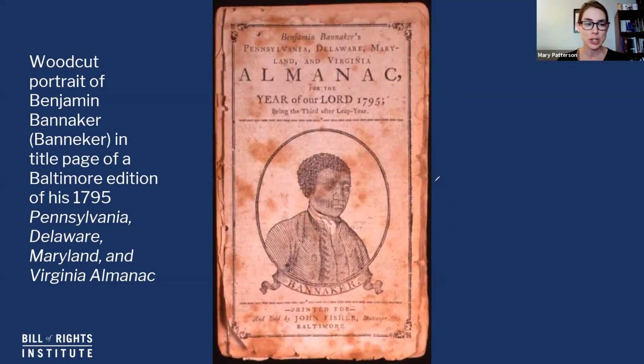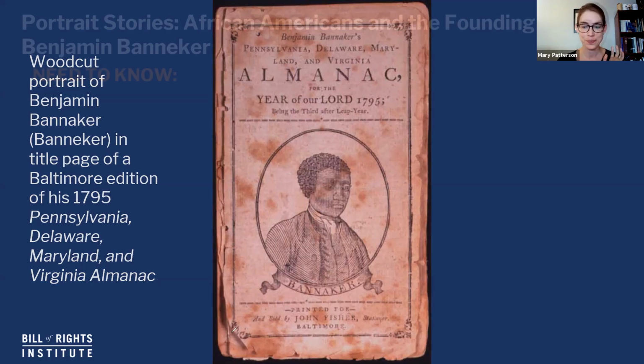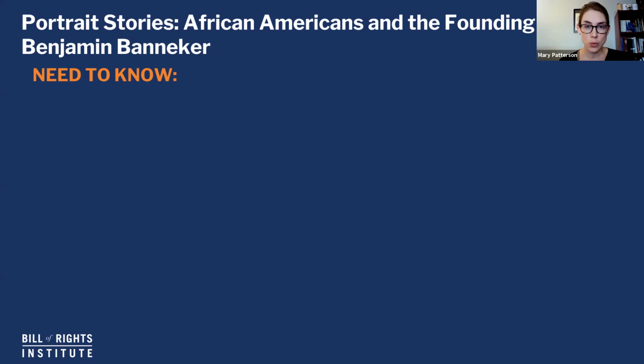But I guess my biggest question is, who is Benjamin Banneker? What is this almanac? How did he come to publish this almanac? I want to know more. But before we can go deeper into Banneker's story, I think what we need to do is step back and have a little bit more context. So what do we need to know before we can learn more about Benjamin Banneker and his almanac specifically? Just taking a step back, the bigger context, we're in the founding era.